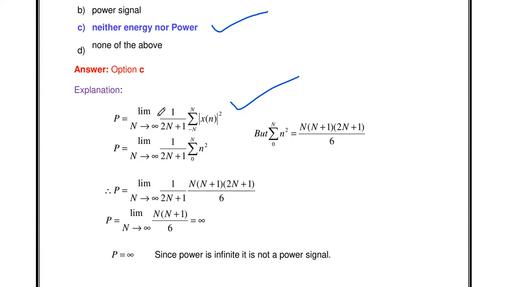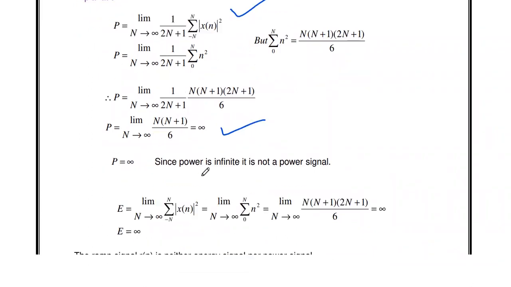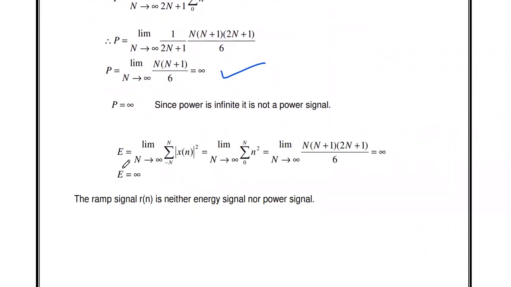The power formula is nothing but the limit n tends to infinity of 1 by 2n plus 1, summation from minus n to n, x of n the whole square. In this formula, you just substitute the value of x of n. If you solve it, we will get the power as infinity. Then energy we can calculate; this is the energy formula. If you calculate energy also, energy is infinity. So both energy and power are infinity for the ramp signal, so it's neither an energy nor a power signal.